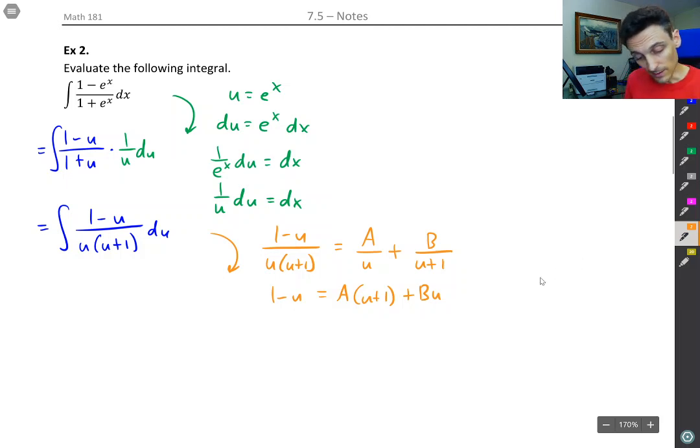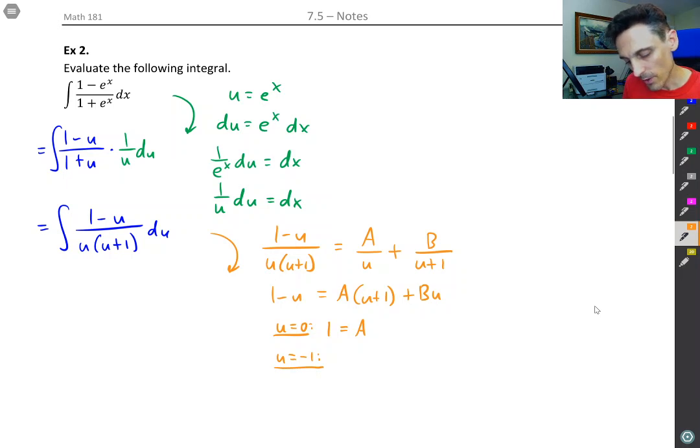And now we can plug in a couple of values of u to get rid of these undetermined coefficients a and b. If we want to solve for a, we have to get rid of b, so let u equal 0. If u equals 0 on the left, we get 1. On the right, we just get a, so a is equal to 1. And then to get rid of a, we let u equal negative 1. So on the left, we have 1 minus negative 1, which is 2. And on the right, the a term is gone because you have negative 1 plus 1, which is 0. And then you have b times negative 1, which is negative b. So b is negative 2.